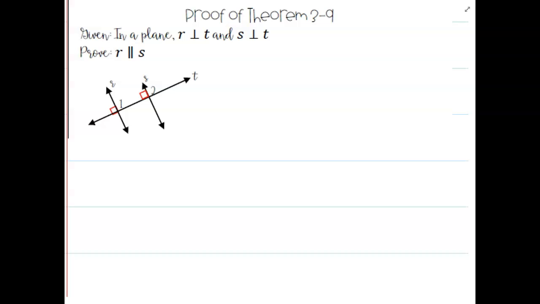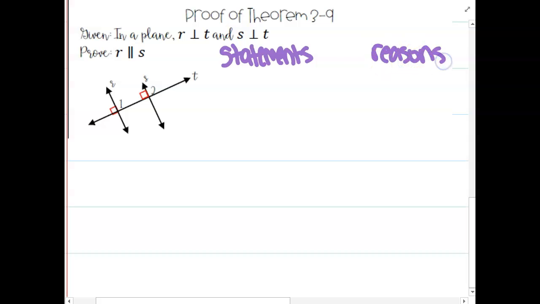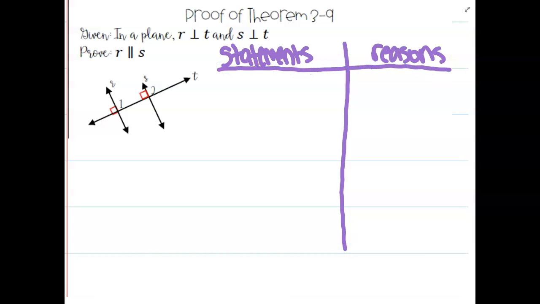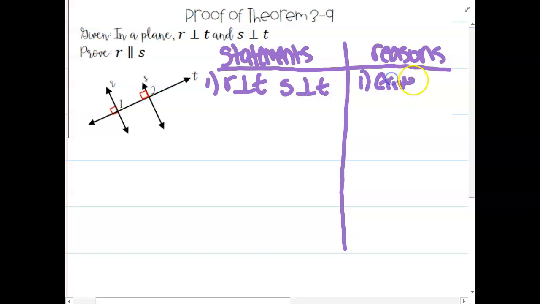So we're going to do a two-column proof for this one. So remember, with our two-column proofs, we're going to have our statements and then a second column for our reasons. And even if we have no idea where we're going to start, my first statement's going to be the given. So we know that R is perpendicular to T and S is perpendicular to T because it is given to me. Awesome. Okay, now, we haven't done a whole lot with perpendicular lines yet. What does perpendicular mean?